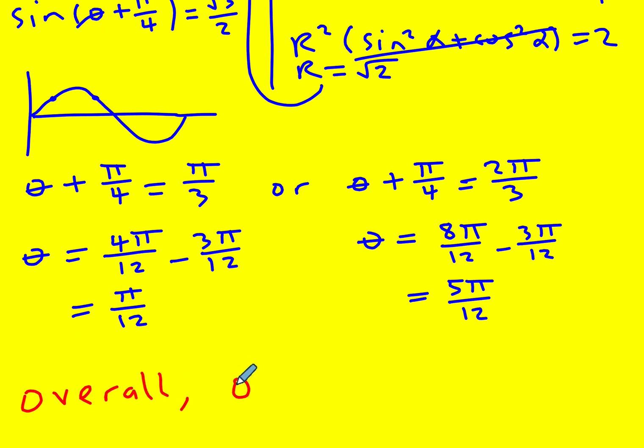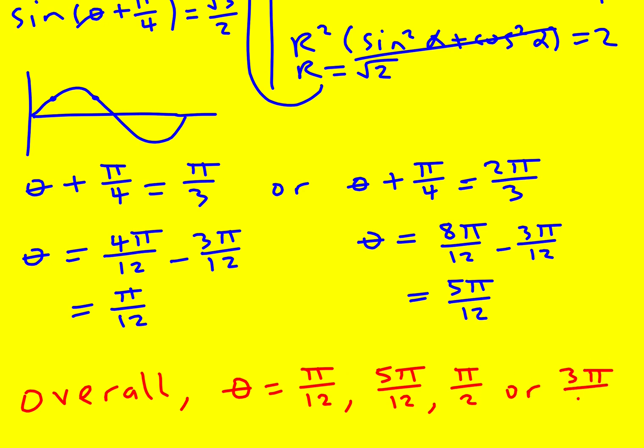So overall, theta is pi over 12, 5 pi over 12, pi over 2, or 3 pi over 2. Remember, those solutions were found previously, so we need to include them in the final answer.